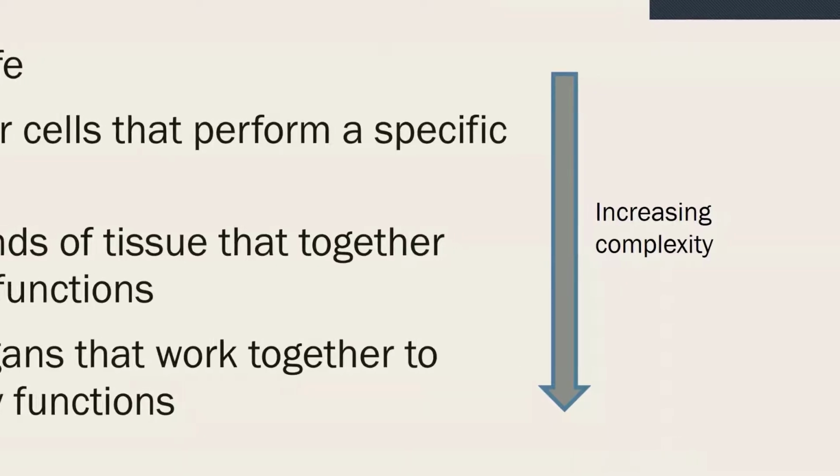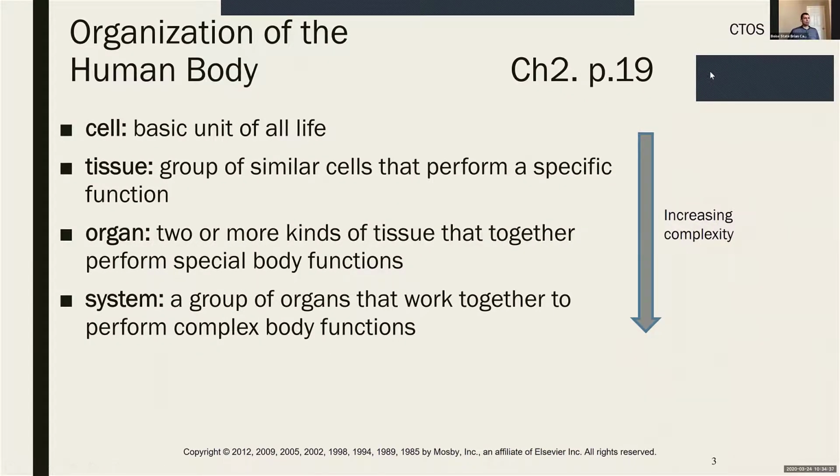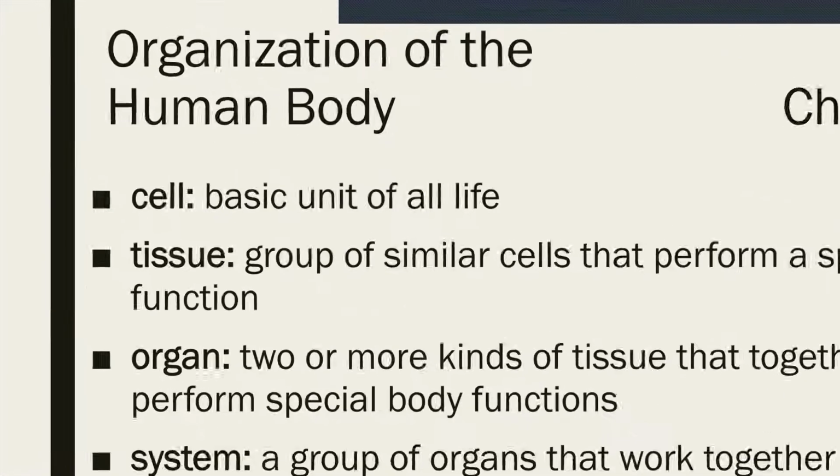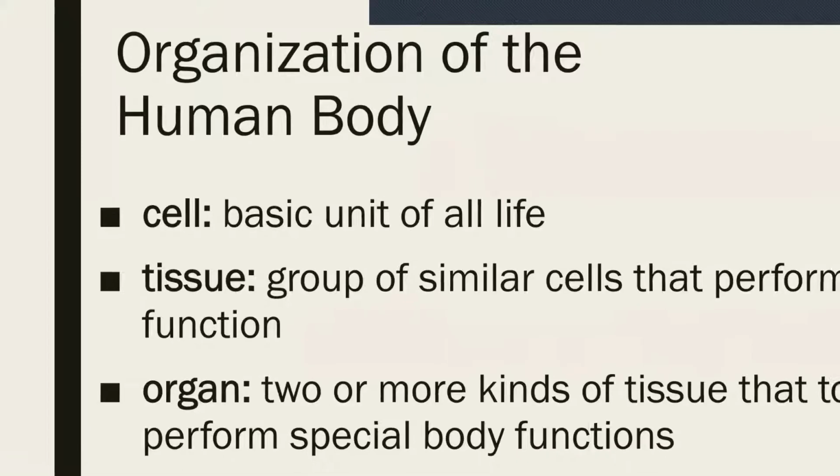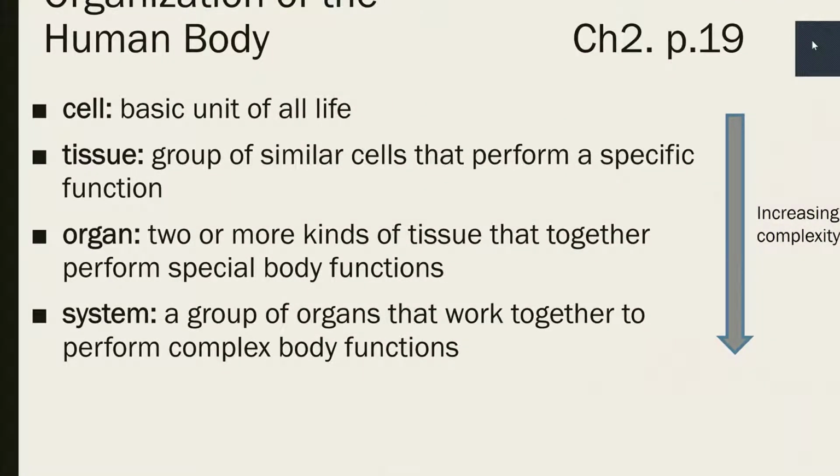You can look at it from the cell, that's your basic unit. You put a group of cells together and that creates a tissue. The tissue is able to perform a specific function. If you put multiple tissues together that all perform that specific function, then you get an organ, and the organs come together to make systems.